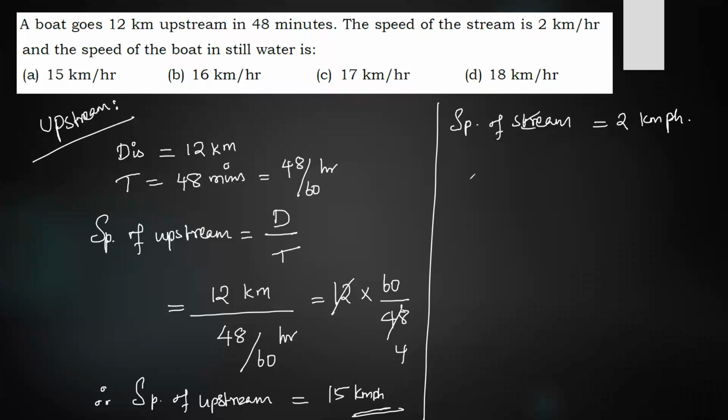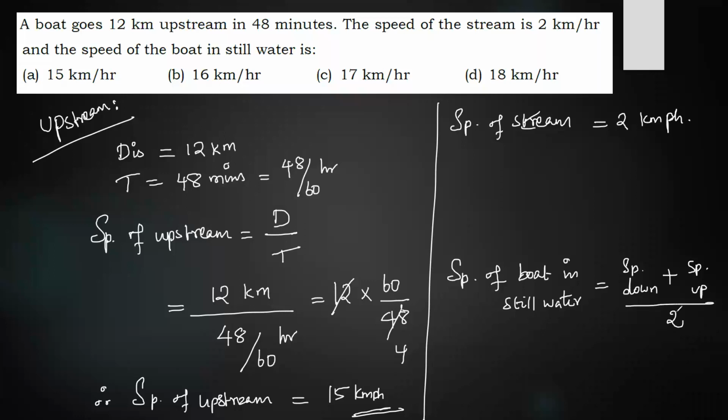Now, the speed of the stream is nothing but the speed of the river. The speed of the stream is 2 kilometers per hour. We need to find the speed of the boat in still water. So what is the formula for the speed of the boat in still water? Speed of the boat in still water equals (speed of downstream plus speed of upstream) divided by 2, right? But the speed of downstream is unknown.